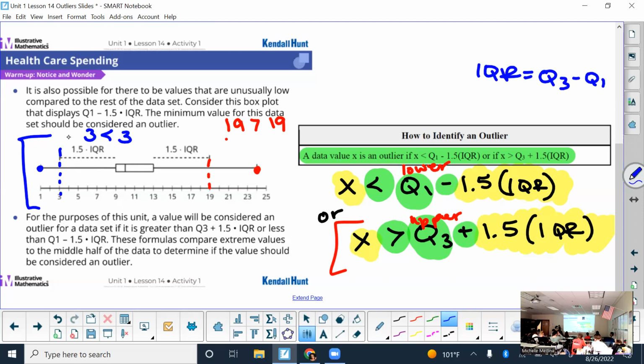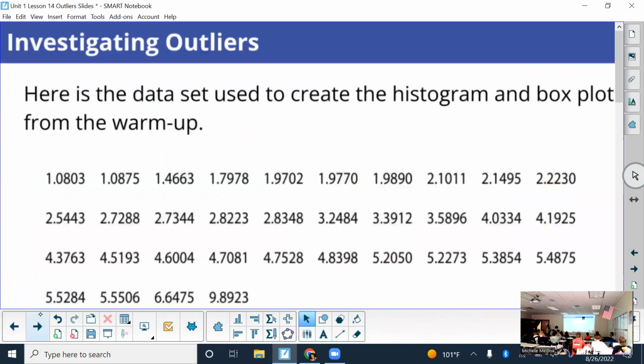All right, so these formulas tell you the threshold of when it becomes an outlier versus when it doesn't. Let's do a few examples. And the example that we're going to do, we're going to use technology. Because do you want to solve the mean for this by hand? No. So we're going to use technology.